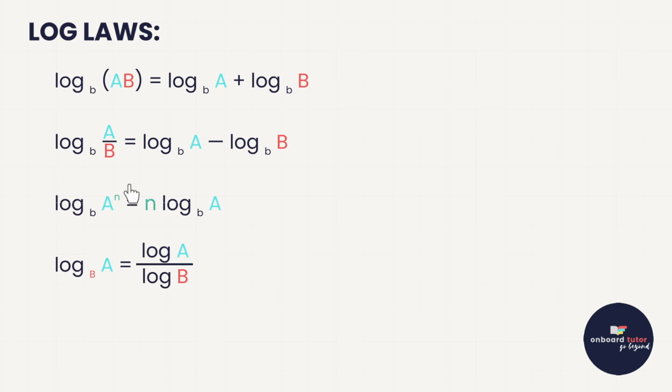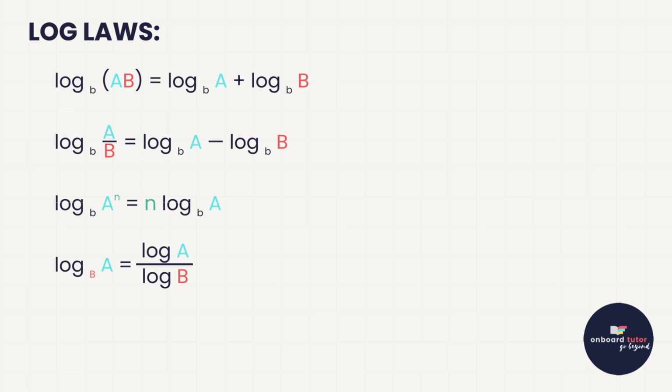Okay, this one here is so helpful. If we've got log base B of A to the power of n, what we are allowed to do is move that n down to the front of our log. Okay, I love this one. And then finally, log base B of A, what we can do is we can take the log of the number, log A, and divide it by the log of the base, log B.